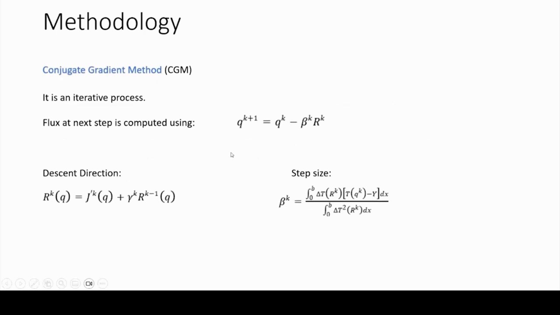The second method that we are using is the conjugate gradient method. It is an iterative process, and the flux in the next step is computed using the given formula, where beta is the step size and r is the descent direction, which is based upon the information of the gradient of J.